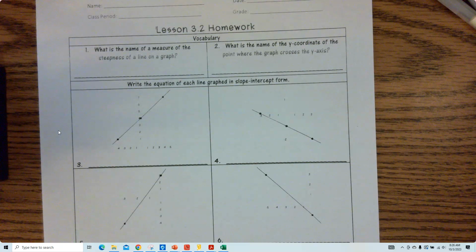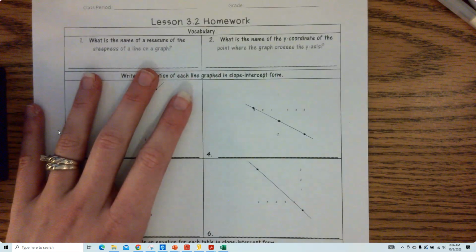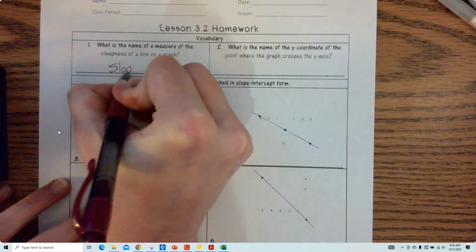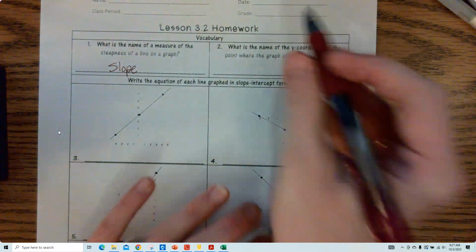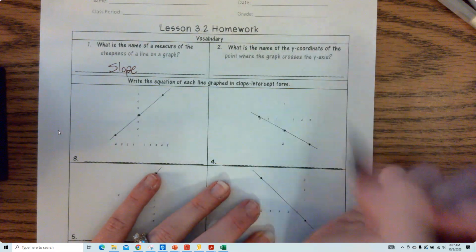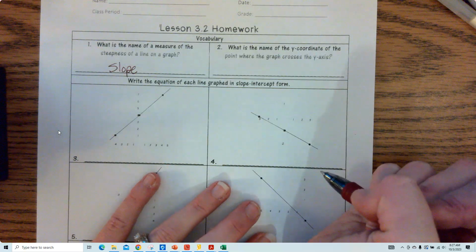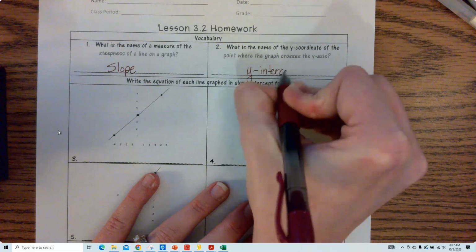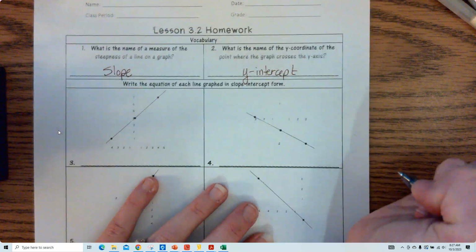Let me help you. All right, so we're going to find the entire equation from graphs and from tables today, both ways. So number one, what is the name of a measure of the steepness of a line on a graph? We did that one. Yeah, it's slope. Okay. What's the name of the y-coordinate of the point where the graph crosses the y-axis? The y-intercept.